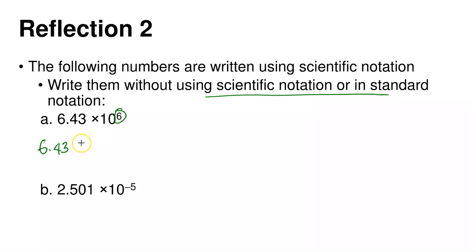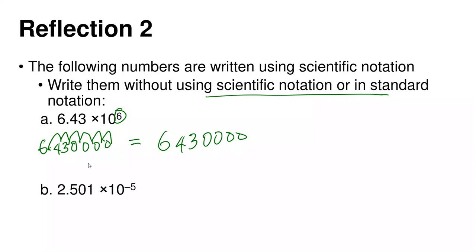So I'm going to move this now to the right by 6. So it's going to be 1, 2, 3, 4, 5, 6. Now, since there's no more number left, we're going to be adding 0s to it. So at the end of the day, the number is going to be 6, 4, 3. Remember, no decimals at this point, no decimals. 6, 4, 3, 0, 0, 0, 0. That is what the number will be.